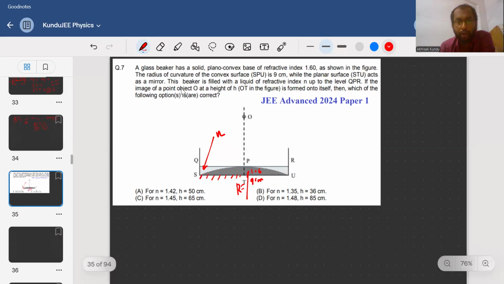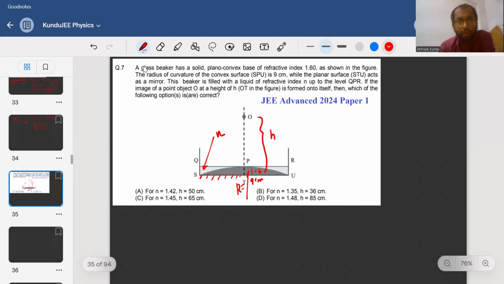If the image of a point object O at height H is formed onto itself. Okay, the height is given as H. And for that height, the image will form at O only. That means on the object itself. Which of the following options is correct?